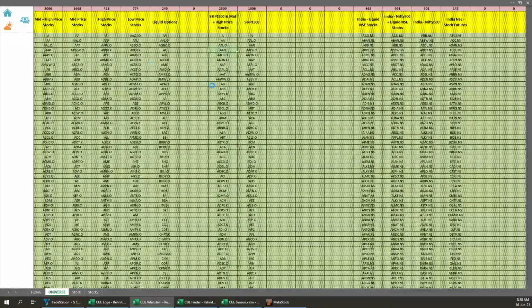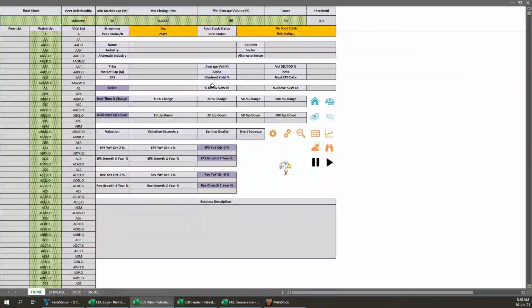So let's calculate a scorecard of all these 2509 stocks using QVital. And when I'm doing top-down analysis from QH, I will look for trade setups from this list, not from the S&P 1500, so that I don't waste time looking at illiquid stocks or too low priced stocks. The scorecard has been calculated. Let's go back to QH.